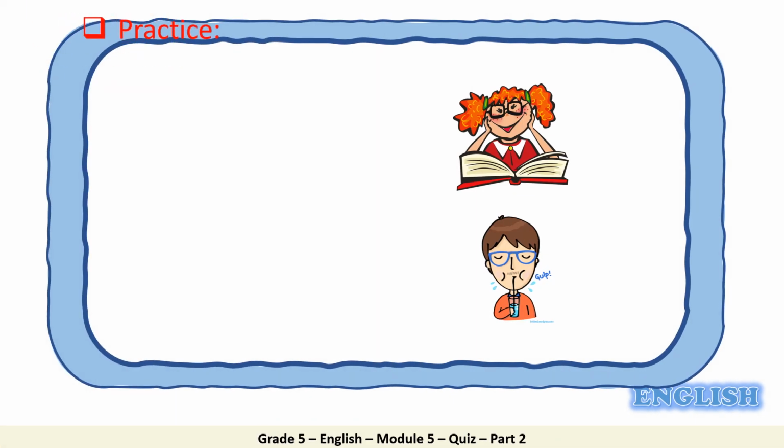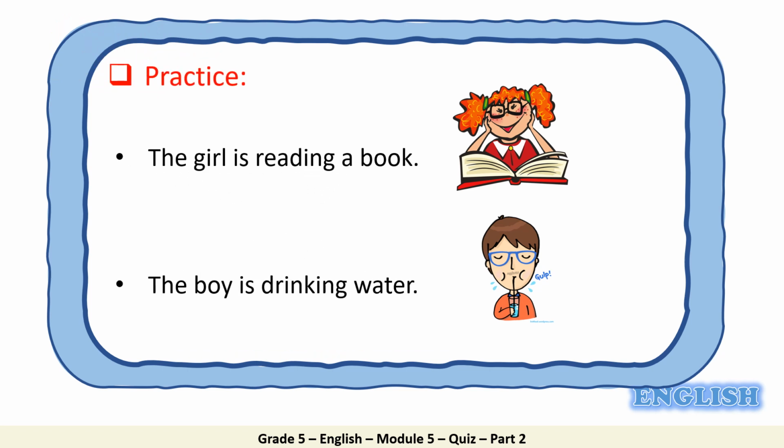Let's do a quick practice. Here are 2 sentences. Each sentence has one word that is underlined. I want you to read these words and decide which one is a countable noun and which is an uncountable noun. I will give you a few seconds to think. Let's start with number 1. The girl is reading a book. What type of noun is the word book? Can you count books? Yes, so the word book is countable.